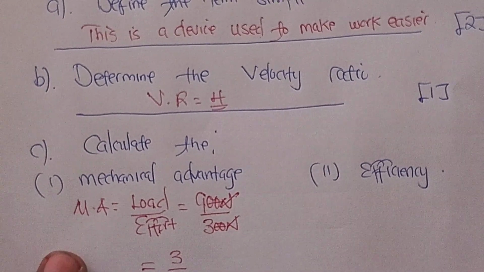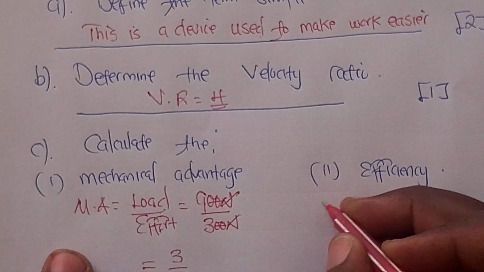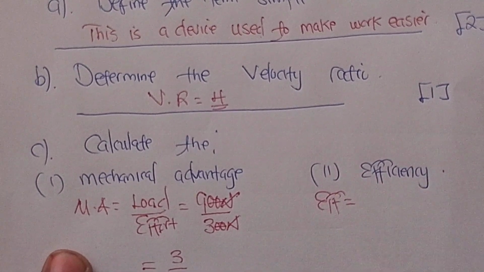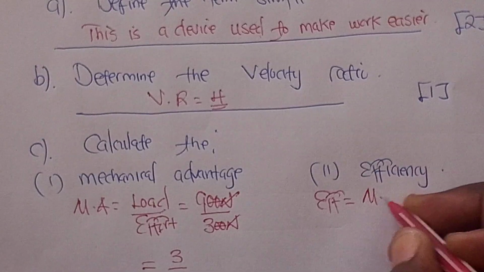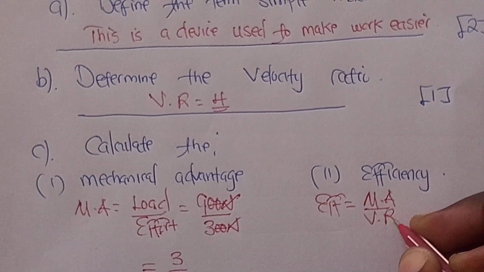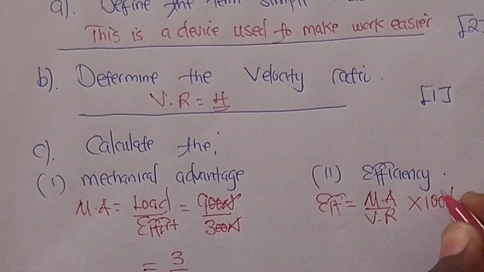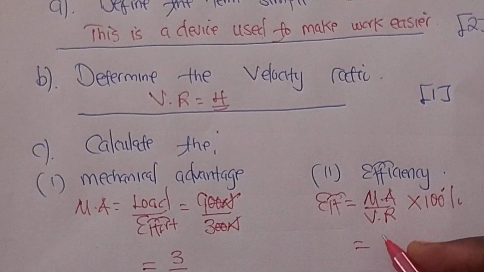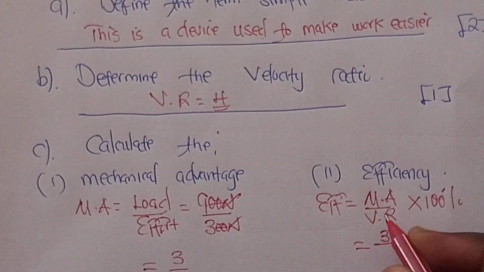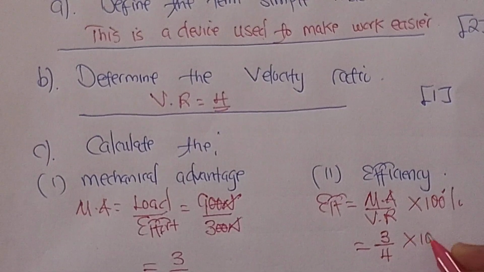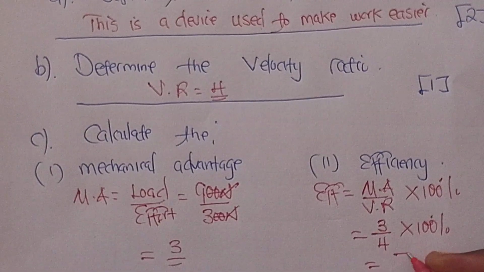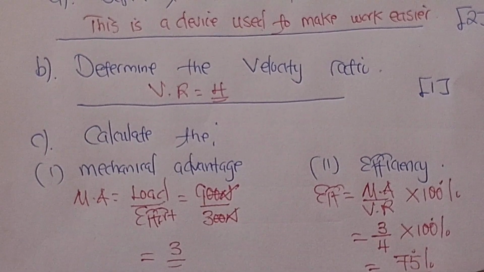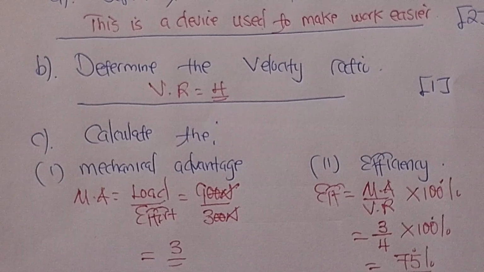Then lastly, we have a question that says calculate the efficiency. So when we want to calculate the efficiency, it means we want to calculate how accurate a machine can operate without making errors. So we always compare the mechanical advantage over the velocity ratio multiplied by 100%. So the mechanical advantage is a 3 over the velocity ratio is a 4 multiplied by 100%. And if we punch this, we're supposed to get 75%, because 3/4 of 100 is 75%.